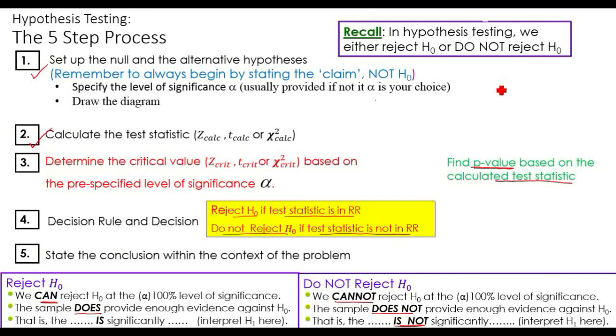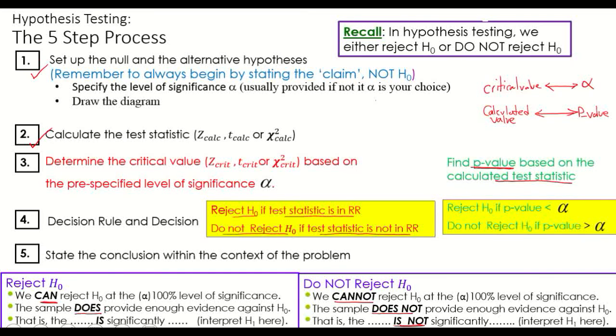It is good to have it in your mind that always the critical value is the value related to alpha, and the calculated value, which is the test statistic, is related to the p-value. So we find the p-value based on the calculated test statistic and then make the decision.